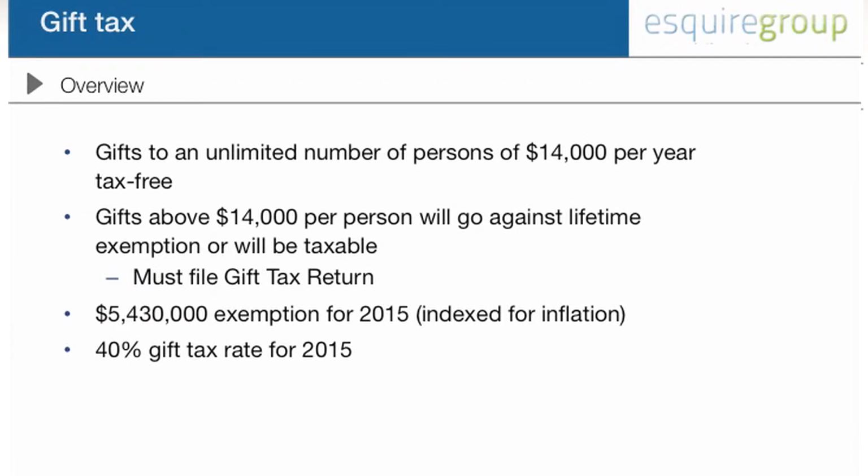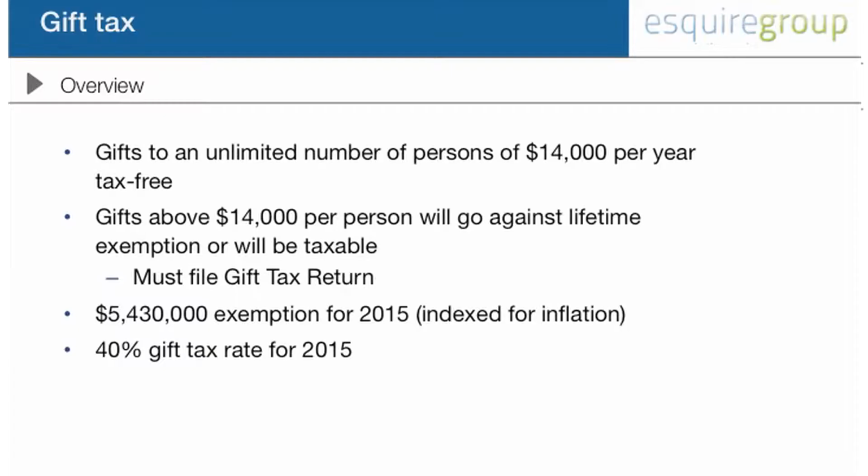That means that I could give $14,000 each to 10 different people, and there would be no tax and no reporting. I don't have to file anything, the recipient doesn't have to file anything, and there's no tax on either side. Well, what happens if that gift exceeds $14,000?